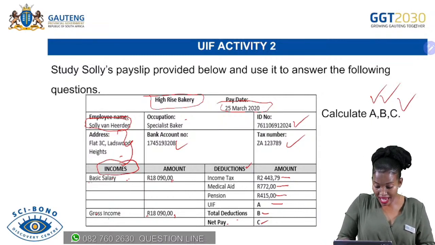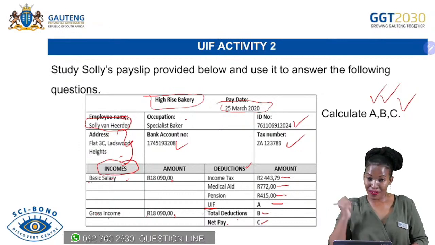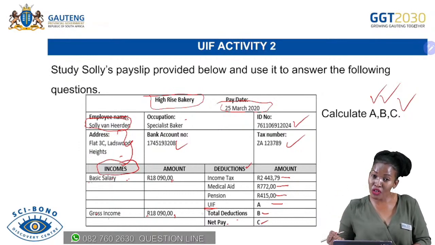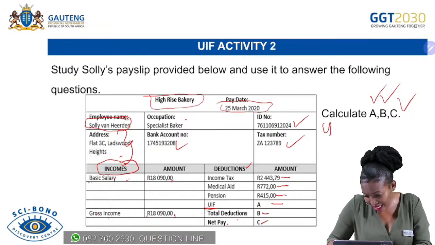Let us start with A. What is A? A is our UIF. And how do we determine the UIF? Remember, we said UIF is actually 1% of the basic salary. That is what we said. So I'm going to write it down again. UIF is 1% of what? Of the basic.